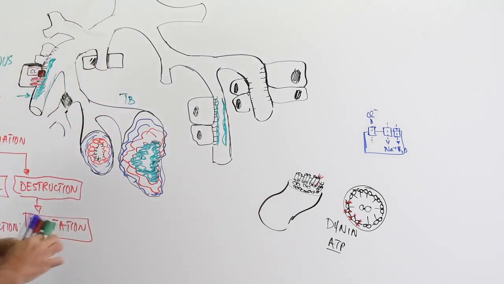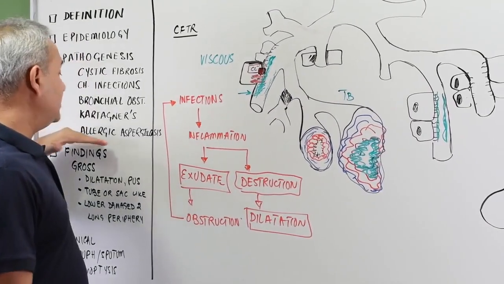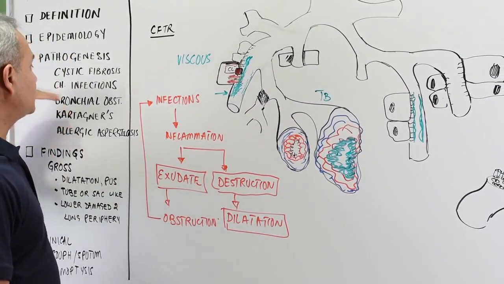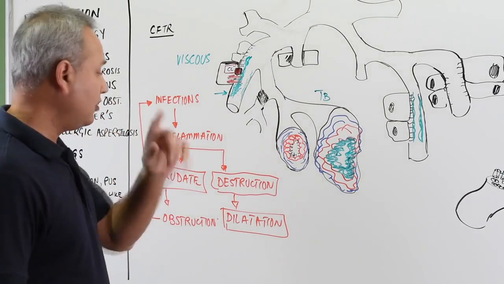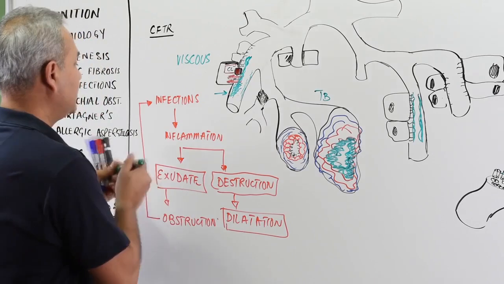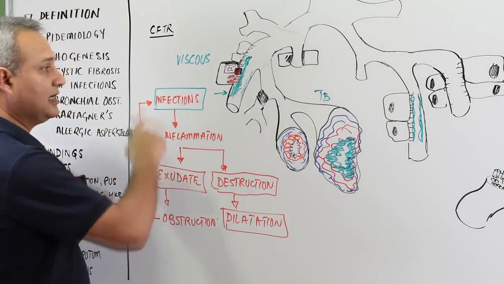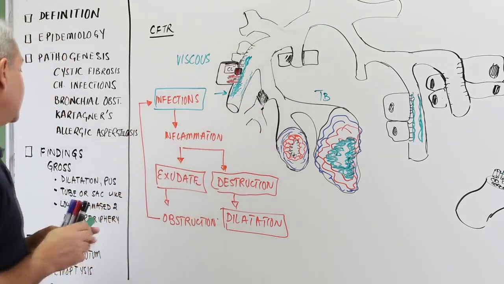So if you see here, in all of these causes, may it be allergic aspergillosis or Kartagener or bronchial obstruction or chronic infections like tuberculosis or cystic fibrosis, all of them ultimately end up in infections, and that finally causes this pathology of obstruction and destruction. Cool. So that is the pathogenesis.